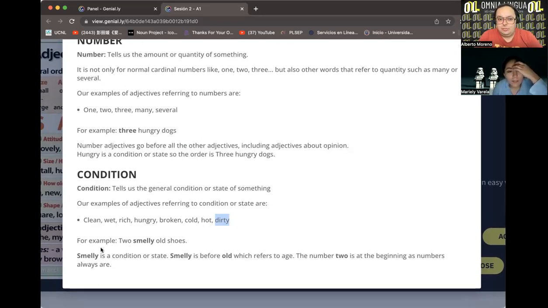But there are a lot more. Hay más. Estos son solo algunos. Ya los veremos en las actividades, en los ejercicios. Then it says in here, for example, two smelly old shoes. Smelly.